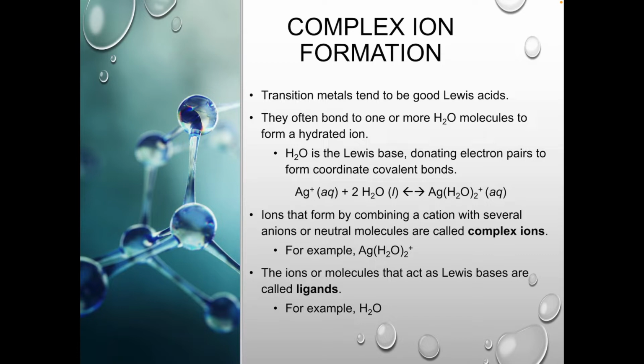So we've talked about before that transition metals can be Lewis acids, right? And transition metals actually tend to be really good Lewis acids because they have a lot of available orbitals to accept those electrons. They will often bond to one or more water molecules, just in general, to form a hydrated ion. Like copper doesn't really float around as copper ion in solution, it would float around as the hydrated copper ion in solution. Or as you see the example there, silver, right? Silver will form a covalent bond with two water molecules and will float around as this silver-water complex.